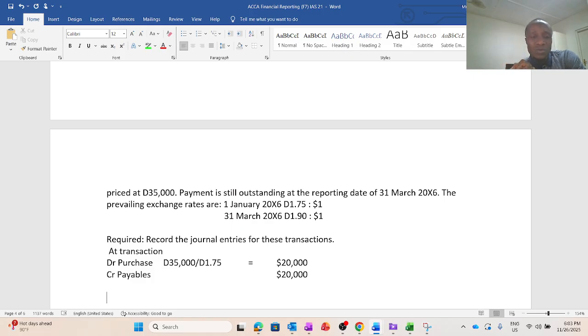So now we don't need to leave this $20,000 at the reporting date with this same value, because it might be possible that the value has changed, whether it has increased or decreased, depending on the exchange rate at the reporting date. So the concept is telling us that if there is an outstanding asset or liability at the reporting date, we need to segregate between the monetary items and the non-monetary items. In this situation, the monetary item is the payable. So now we need to retranslate the payable.